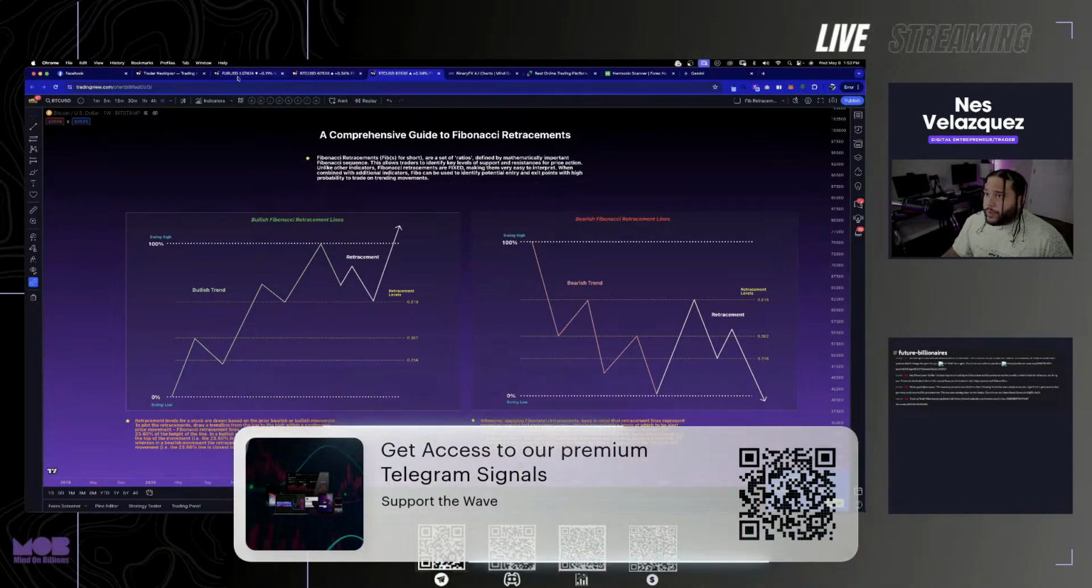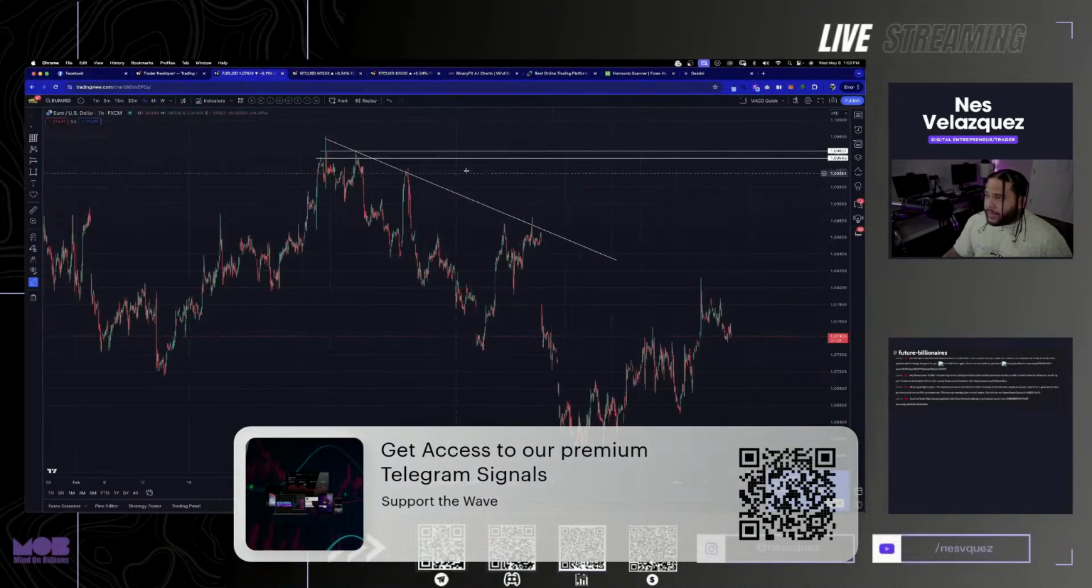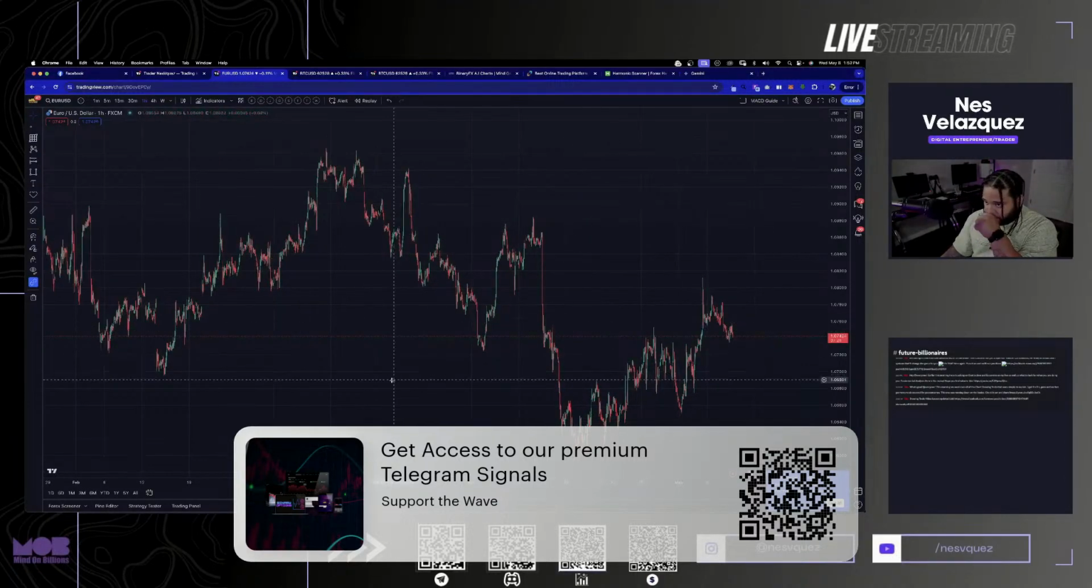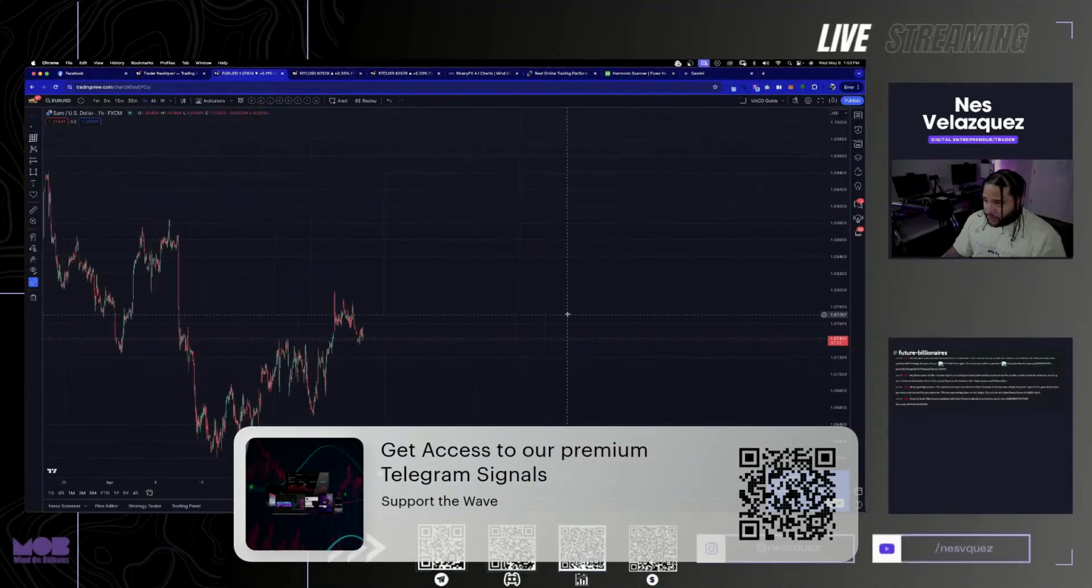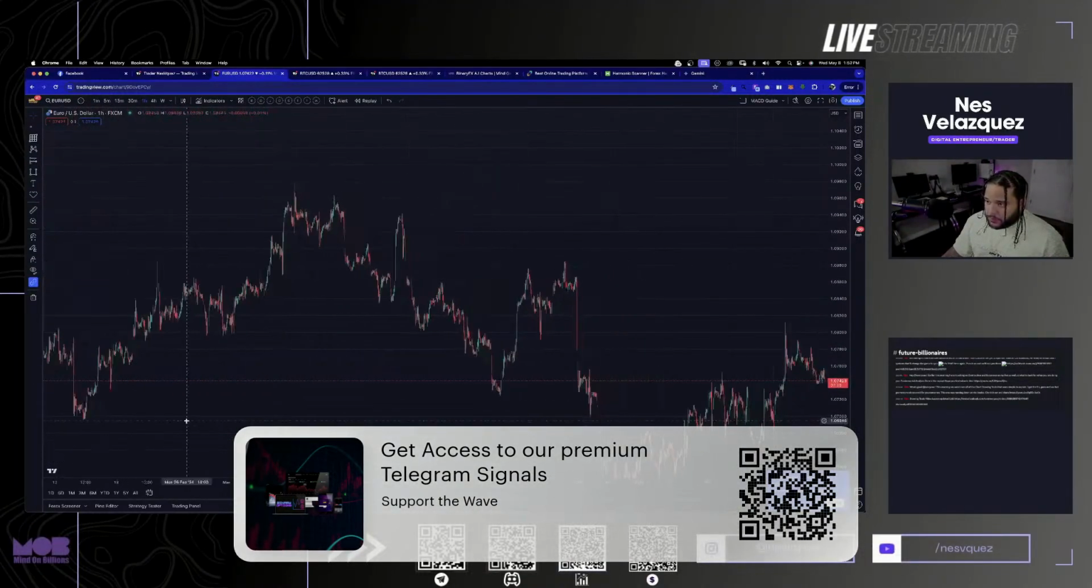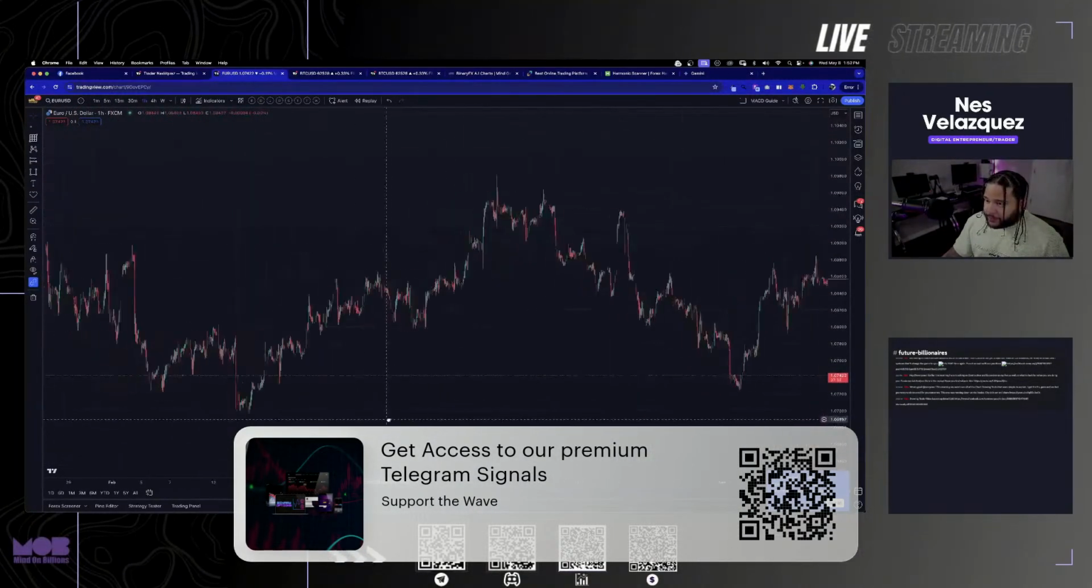So when we are putting it to practice, let me remove all the drawing tools. Swing low to swing high, wick to wick. All right, we're going wick to wick.